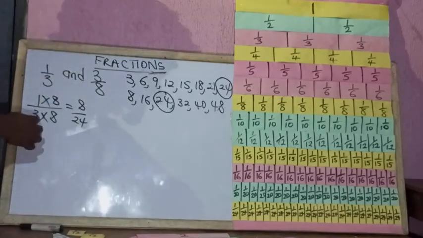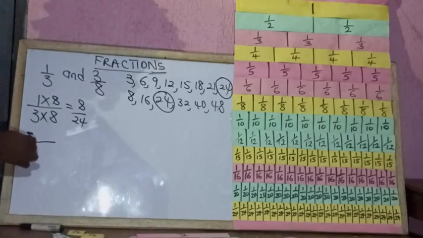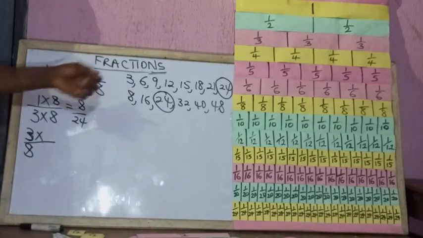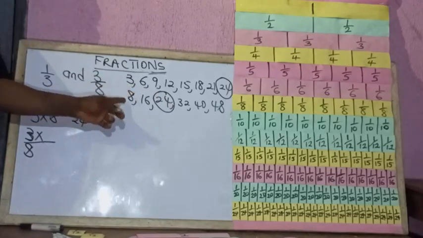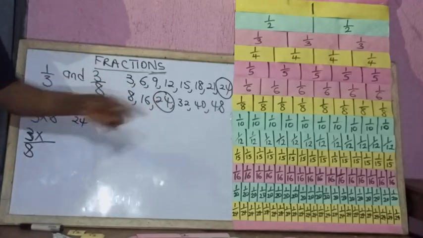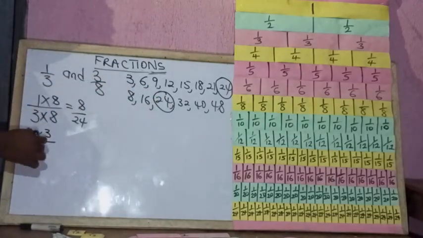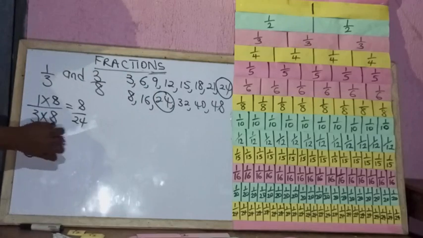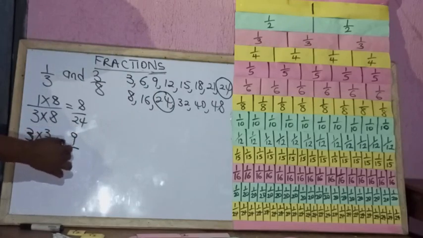Then let's look at 3 over 8. We'll also multiply, but let's see the number we're multiplying by. Now, 24 is the third multiple of 8. 1, 2, 3. So we'll be multiplying by 3 in both cases. So we have 9 over 24.